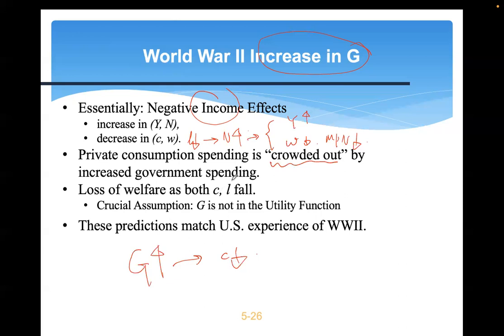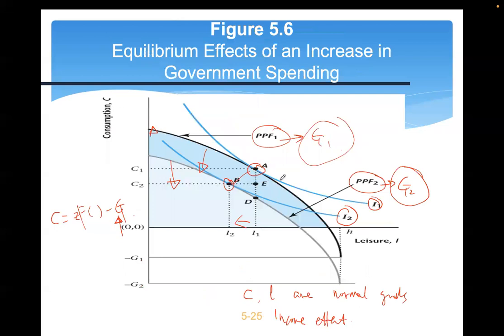Okay, and furthermore, this is going to reduce the well-being of the economy or the households, because both C and L are going to fall, and households care about C and L. So you're going to see a lower level of indifference curve. You push down.